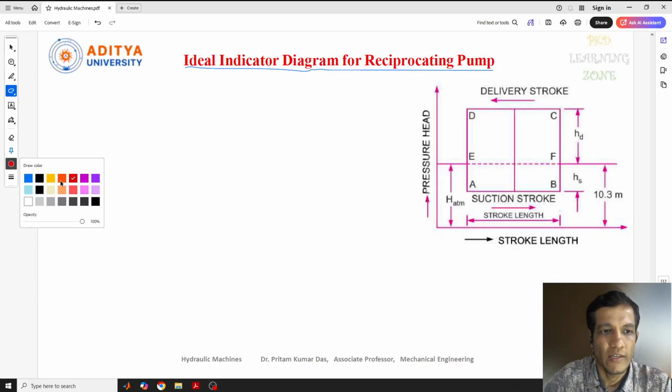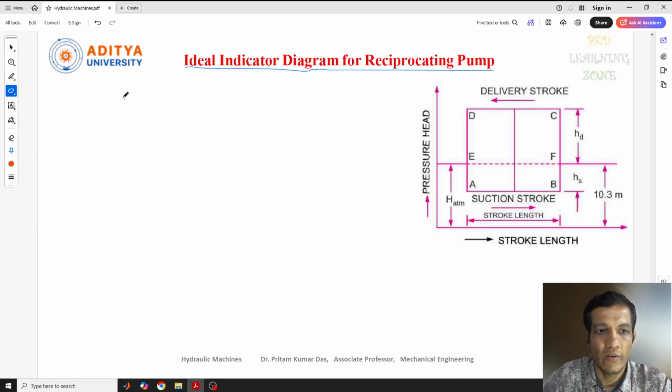So before going to discuss the details of this diagram, we'll see the working principle of the reciprocating pump, which we have already discussed previously. I'll just give a brief idea. If you want more details about that, you can see our previous lectures. Here I'll just give a brief idea about the working of the reciprocating pump.